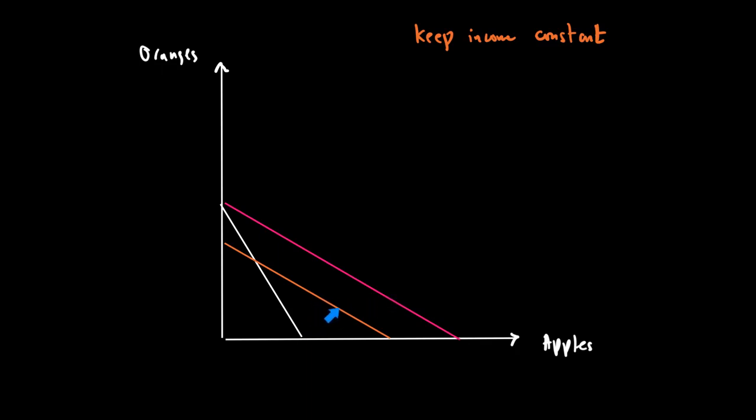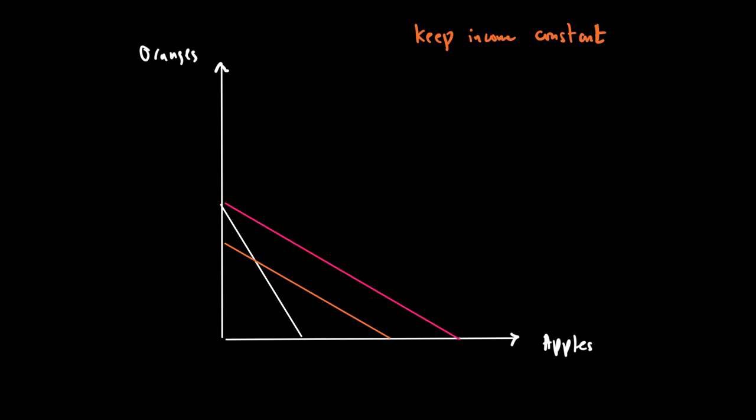This orange budget line assumes there is no change in real income. So if I was previously on the white line, and now I'm on the orange line, moving from the white to the orange line simply means apples are becoming relatively cheaper than oranges. But then from this orange line, I add my change in real income, that is your income effect. I ultimately go to the pink line, and this pink line has both the substitution effect and the income effect. So my first goal will be to look at our substitution effect.